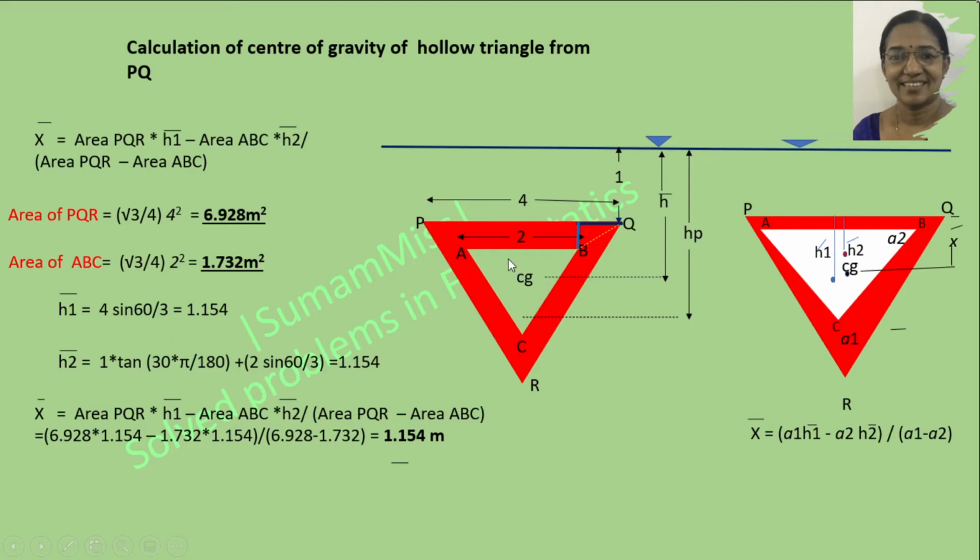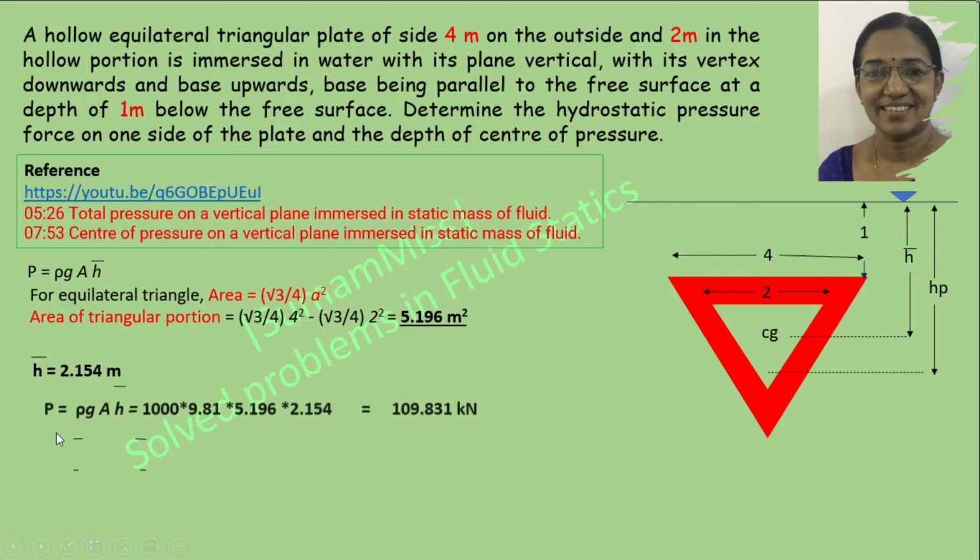So our idea is to calculate H bar. H bar is the distance of the center of gravity of this hollow equilateral triangular plate with respect to the free water surface, that is 1 plus X bar. So h bar equal to 1 plus x bar, that is equal to 2.154 meter. So h bar is calculated. So next step we can calculate the total pressure, that is equal to rho g into A into h bar. So if you are substituting the corresponding values, then the total pressure equal to 109.831 kilonewton.